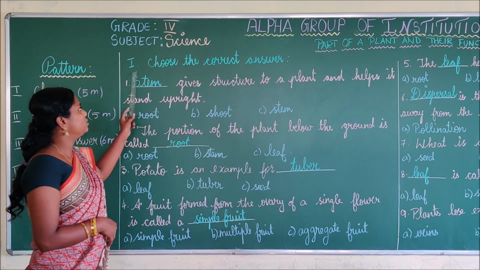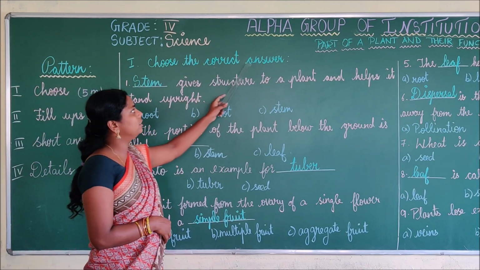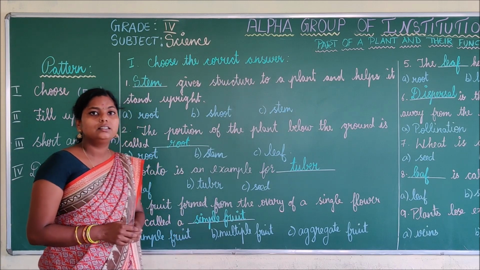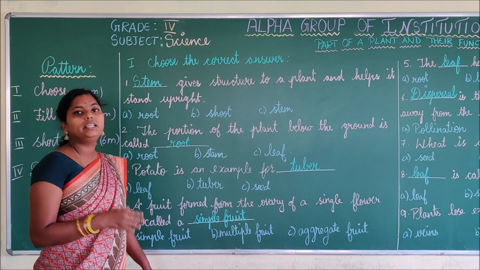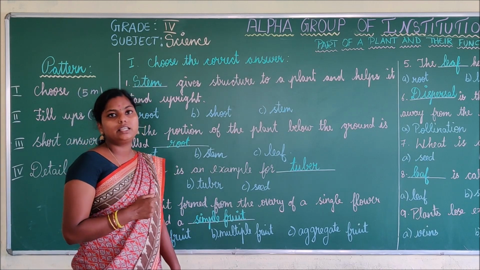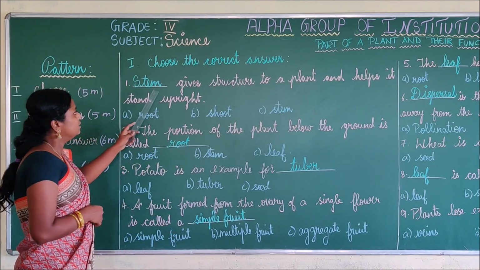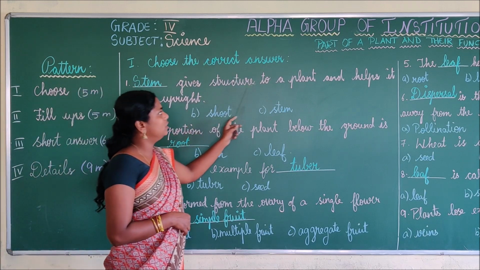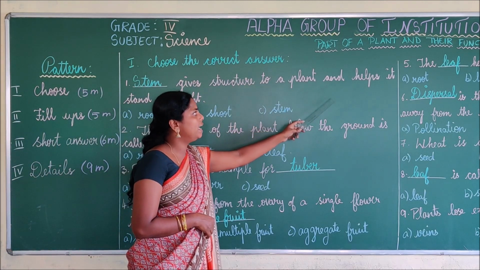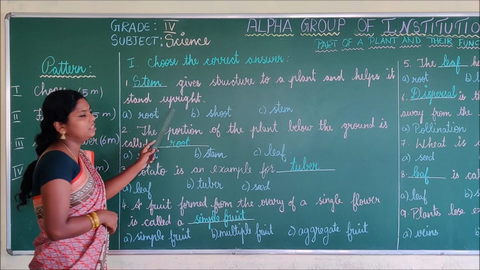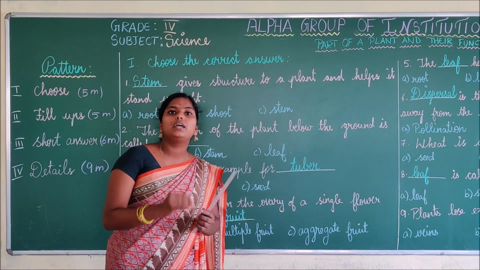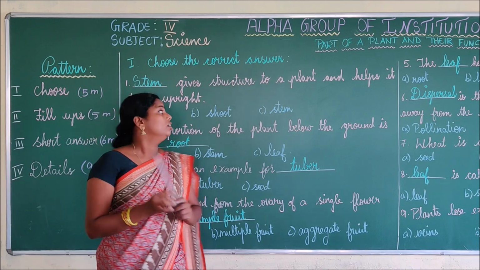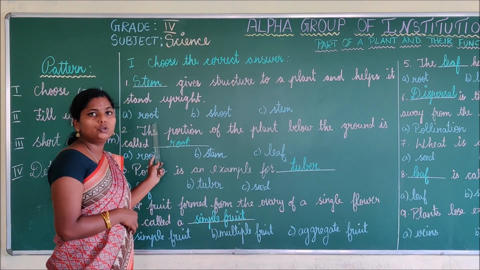Good. Part 1, choose the correct answer. From these questions you will be getting 5 questions in your test. First one: dash gives structure to a plant and helps it stand upright. So for a plant, which will give the structure and which will help to stand straight? Is it shoot or is it root?